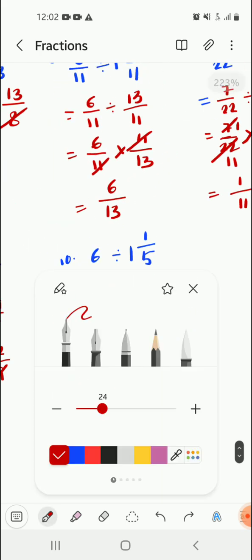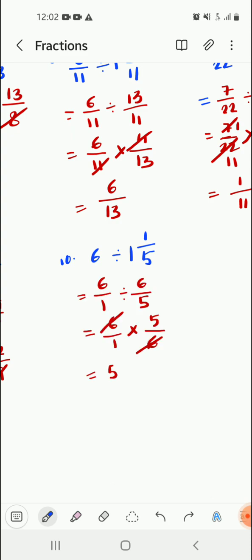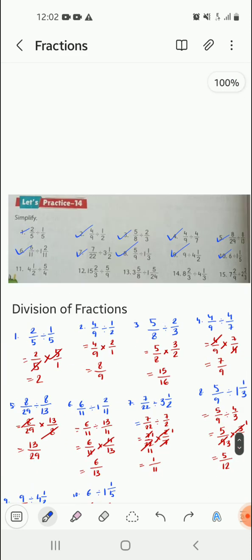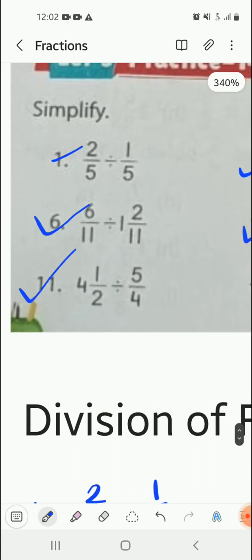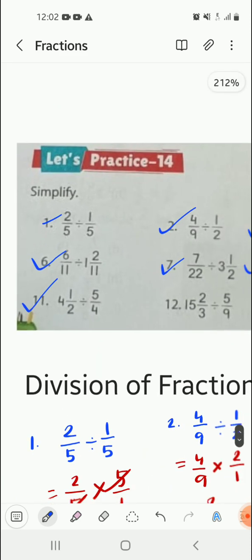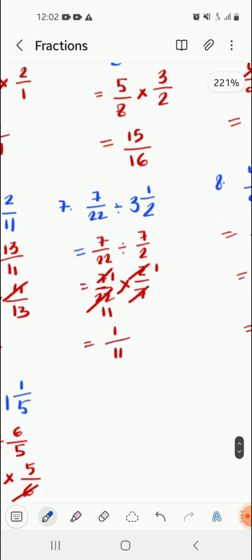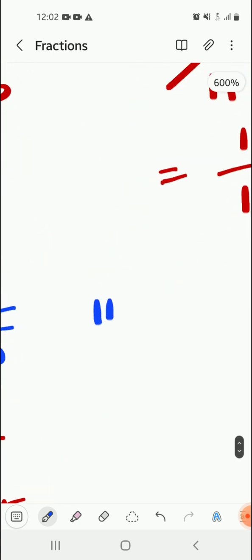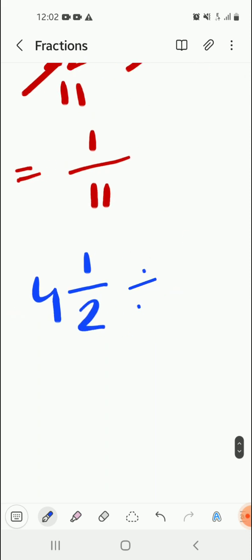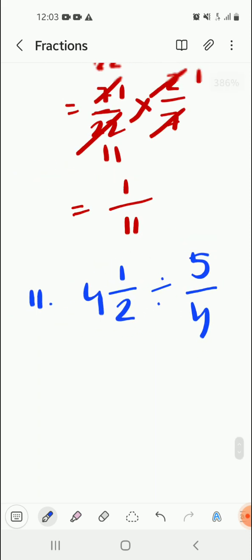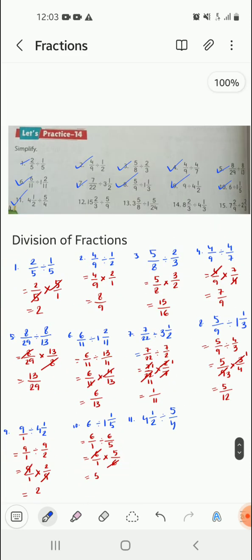Moving on, number 11. Number 11, 4 and 1 by 2 divided by 5 by 4.